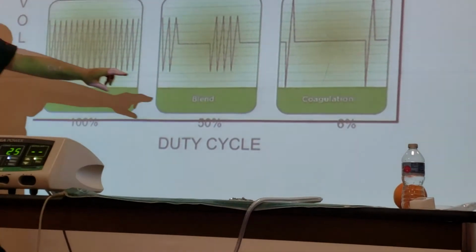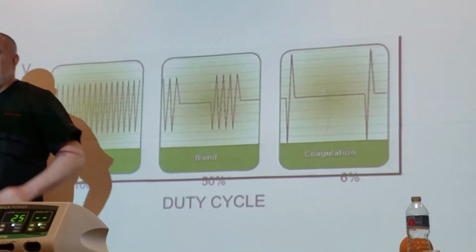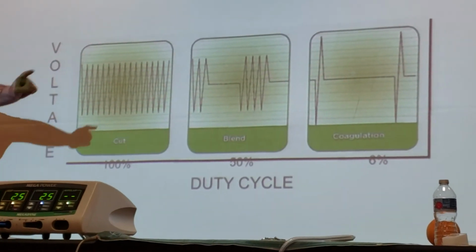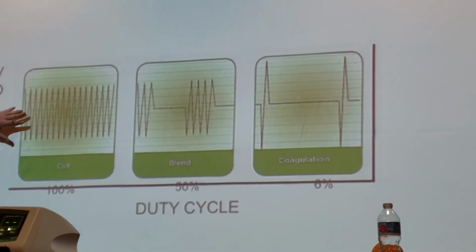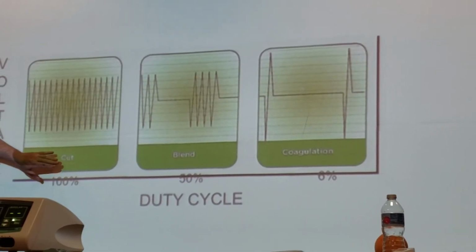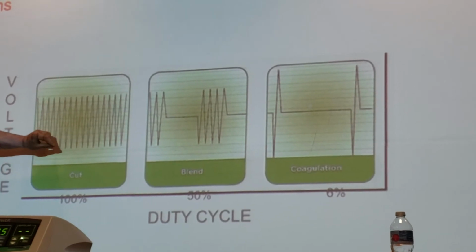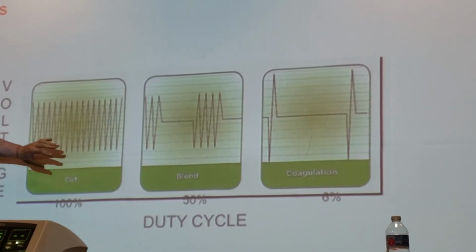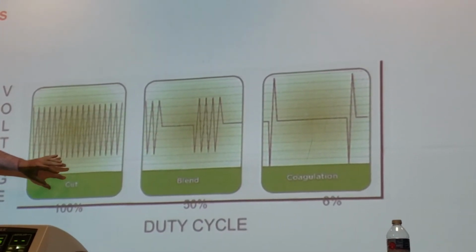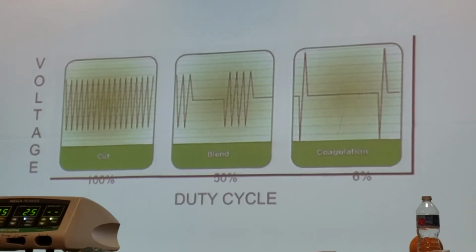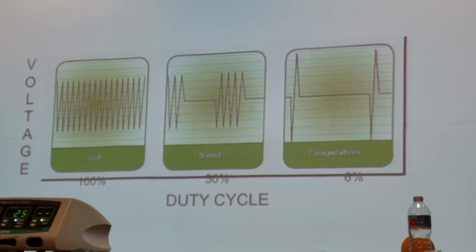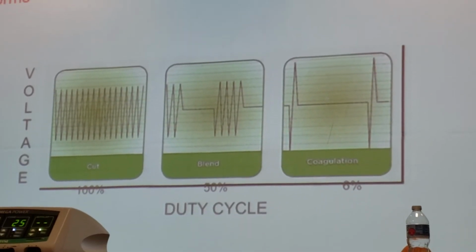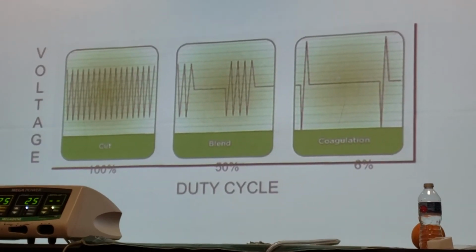If you look at the voltage, coag is only on 6% of the time, but it is operating at a much higher voltage. Cut is on 100% of the time, but it operates at a lower voltage. It is truly a safer waveform to use. It's also the waveform that we use for bipolar instruments and your advanced bipolar instruments in surgery because of that.